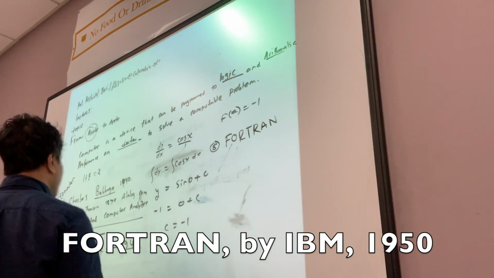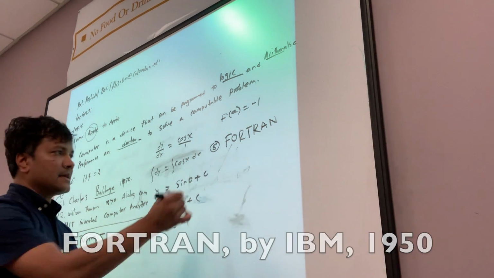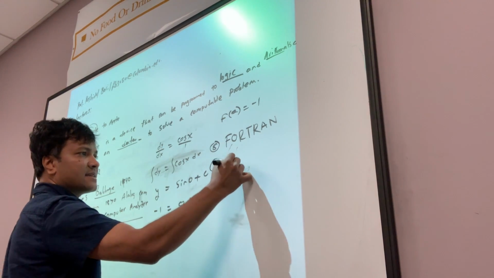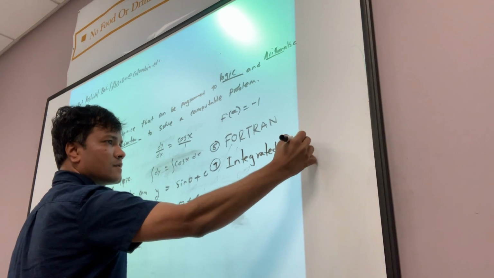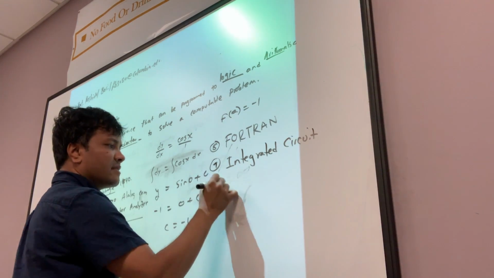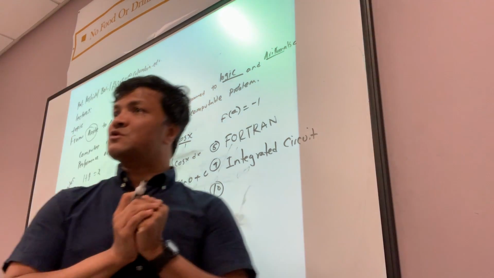Fortran. The first computer language was written, Fortran. Number 9, integrated circuit. And then number 10, I told you I'll tell you the 10 important events of computer. Guess, who can guess the last one? I promise to tell you.